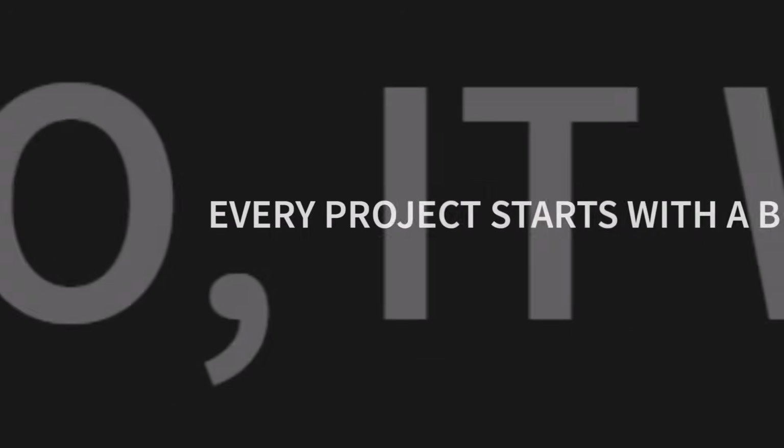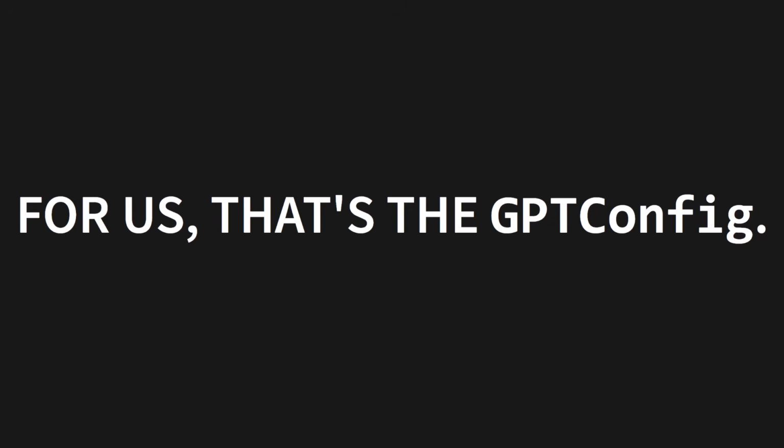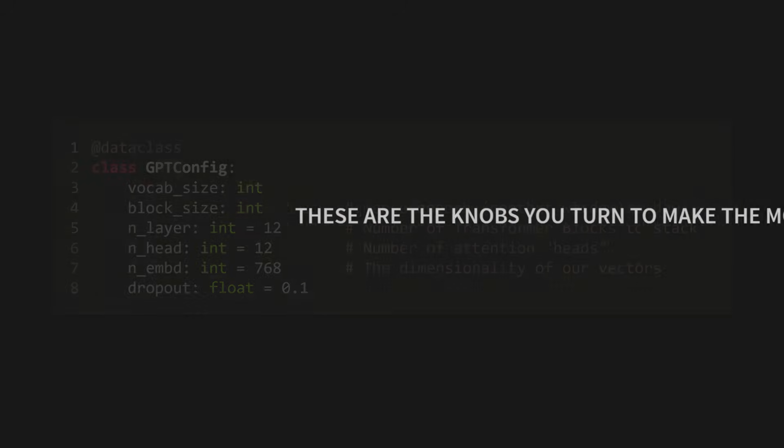Every project starts with a blueprint. For us, that's the GPT Config. It's a simple data class holding all our parameters. We have vocab_size, block_size, n_layer, n_head, n_embd, and dropout. These are the knobs you turn to make the model bigger or smaller.